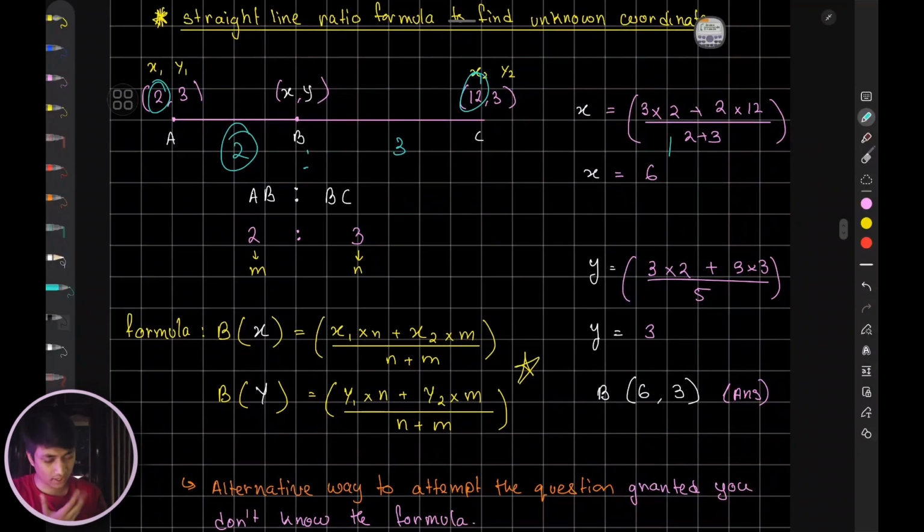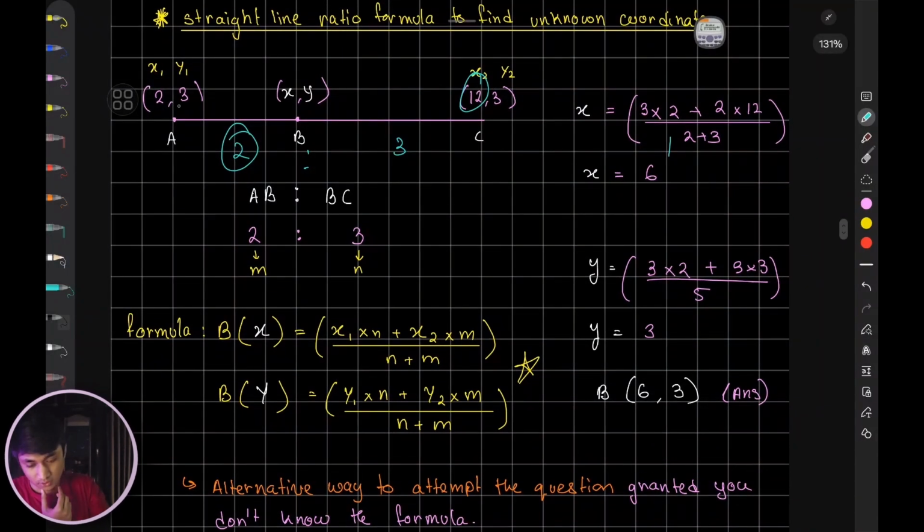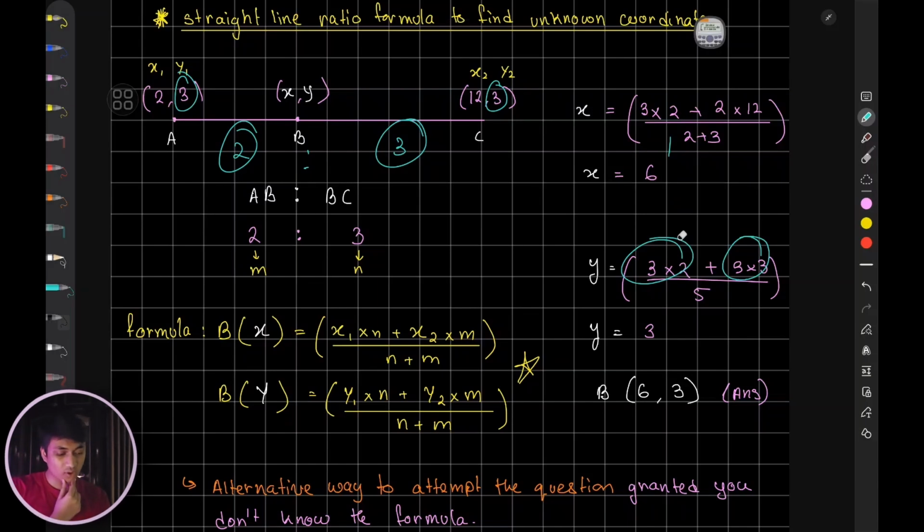Next one, again for y, same thing. It's going to be 3 times 3. Sorry, I did it over here. 3 times 3, and again, y coordinate 3 times 2. So the order doesn't matter, since you're adding it up. So 3 times 3 plus 3 times 2 divided by 5, the sum of the ratio. And the final answer that you get is 3.